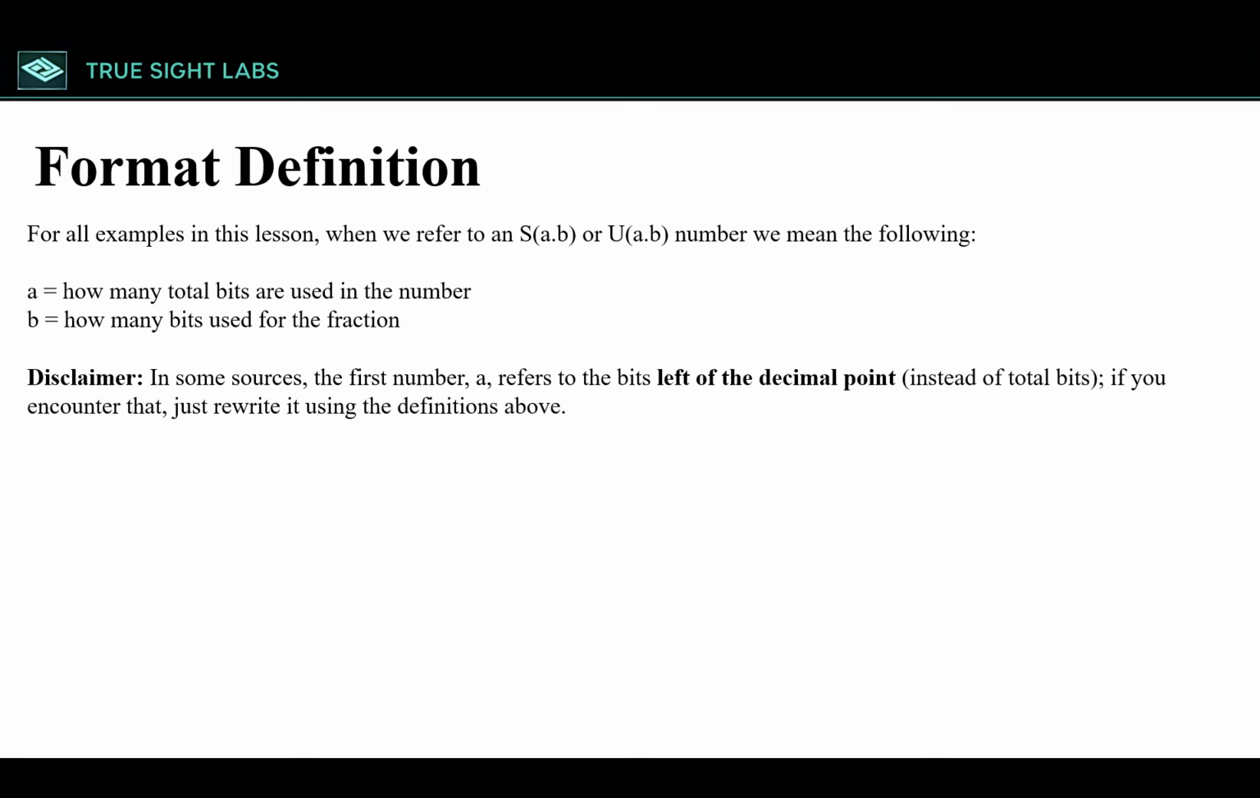To begin, it's important to review how numbers are represented. In this video, when we refer to an SA.B or UA.B format, we are describing signed and unsigned fixed point numbers, where A is the total number of bits and B is the number of bits used for the fractional portion.